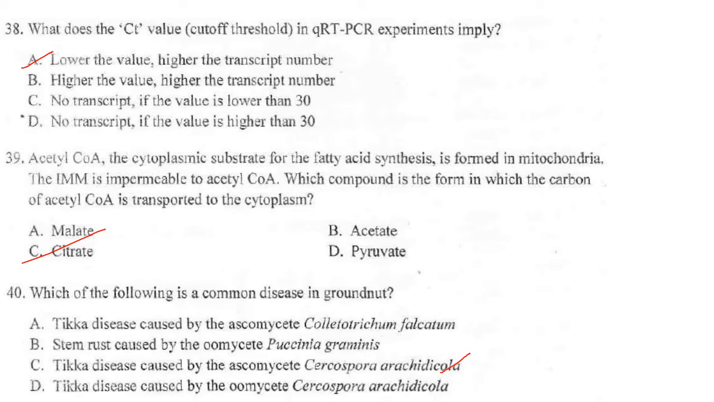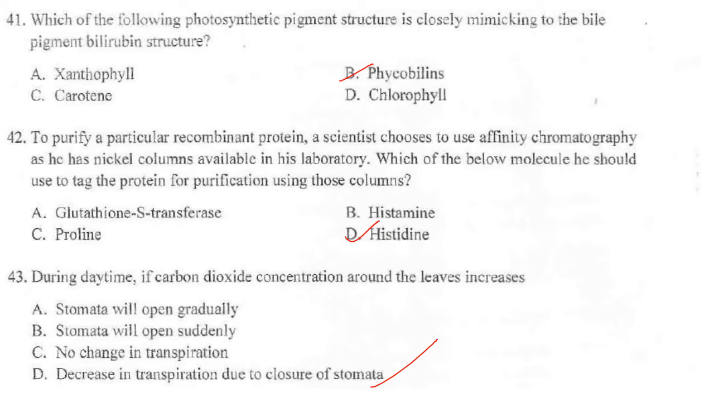Answer is option C. Which of the following is a common disease in groundnut? Answer is Tikka disease caused by the Ascomycete Cercospora arachidicola. Then, which of the following photosynthetic pigment structures closely mimics the bile pigment bilirubin structure?